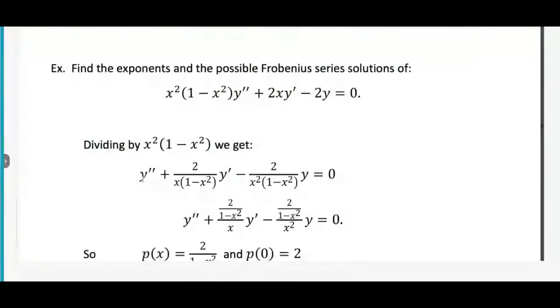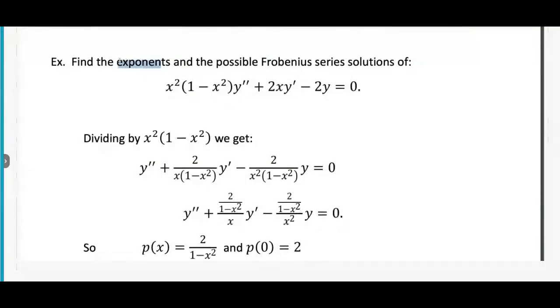Okay, let's see an example. We want to find the exponents and the possible Frobenius series solution for this equation. A of x is x squared times 1 minus x squared. B of x is 2x. C of x is minus 2. So we want to change it to be in the P of x, Q of x form. So we divide every term by A of x. Then we get the coefficient of y double prime to be 1.